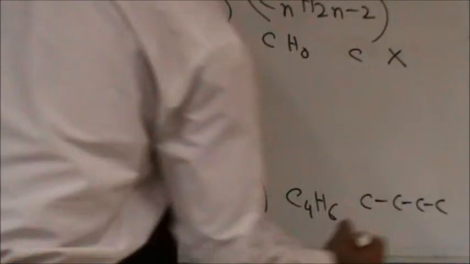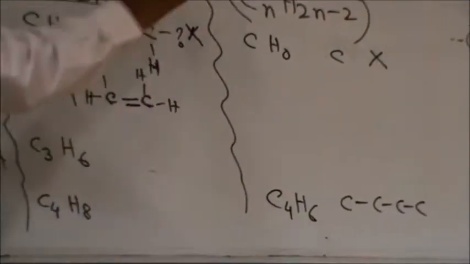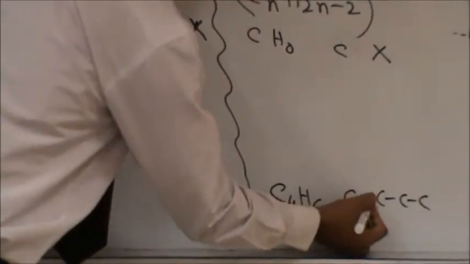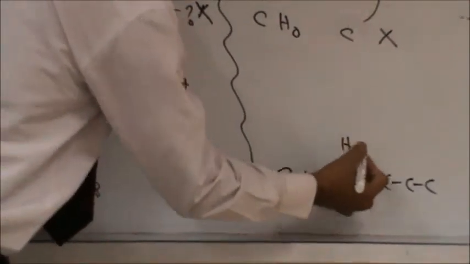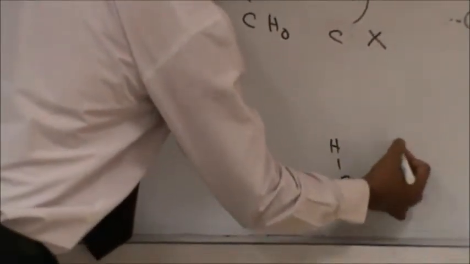butyne will be 4 carbons in the long chain, 1 triple bond. Will the triple bond be here and satisfy the remaining bonds with hydrogen?